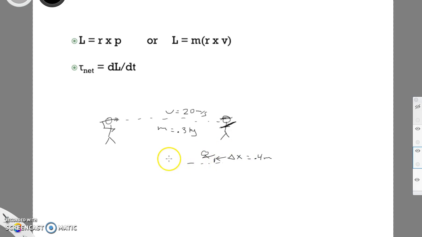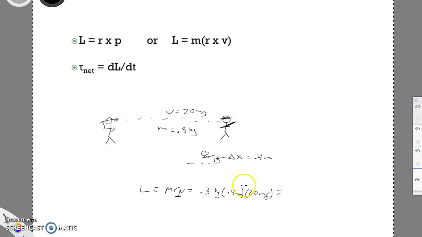So what I want you to do is find the angular momentum of the ball about the batter, which means with respect to this batter. Go ahead and do that calculation. You're going to multiply m times r times v, and this is the perpendicular radius. The place that the ball will be closest to the batter is 0.4 meters when it's passing him. So it would be 0.3 kilograms times 0.4 meters times 20 meters per second.